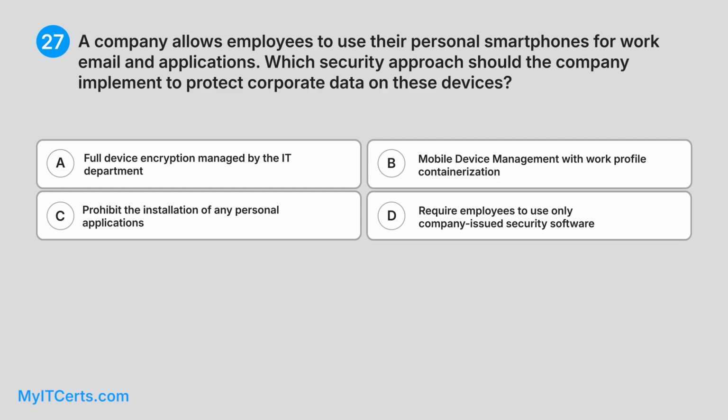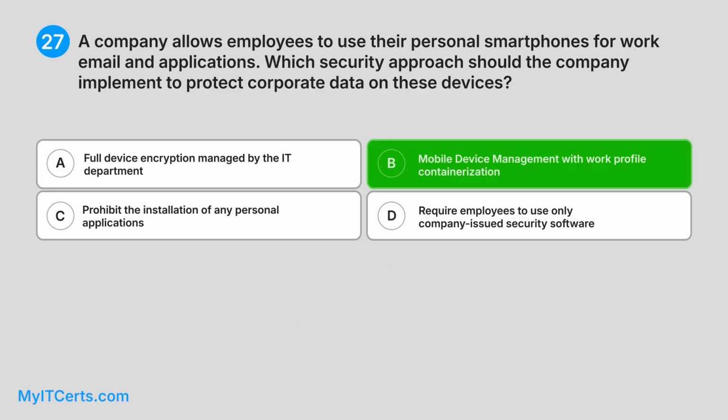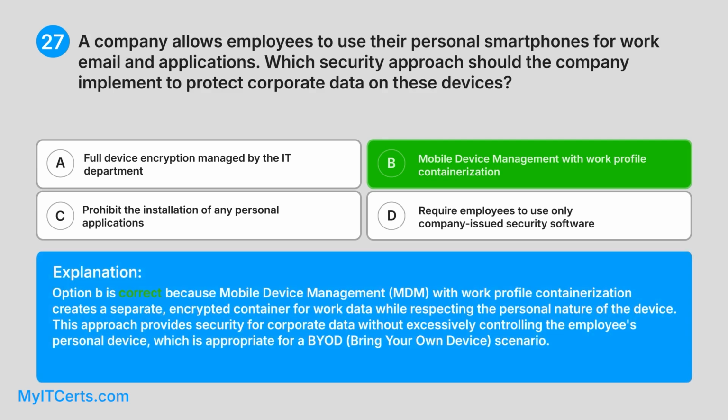Correct answer, B. Mobile device management with work profile containerization. Explanation. Option B is correct because mobile device management, MDM, with work profile containerization creates a separate, encrypted container for work data while respecting the personal nature of the device. This approach provides security for corporate data without excessively controlling the employee's personal device, which is appropriate for a BYOD, bring your own device scenario.